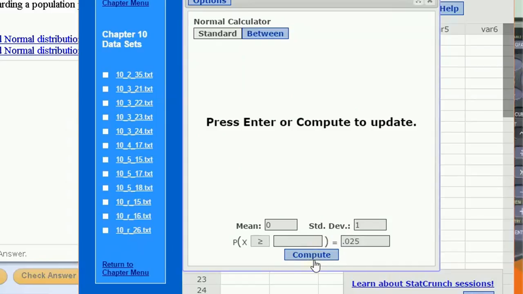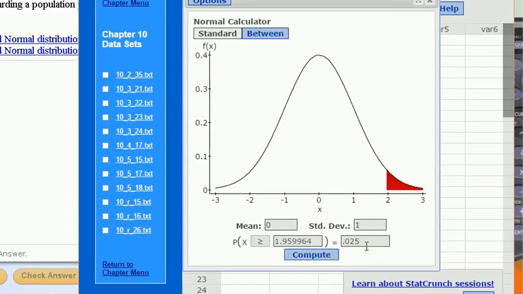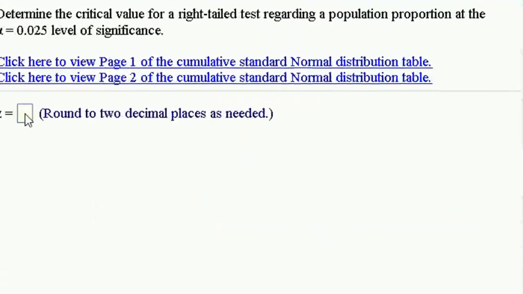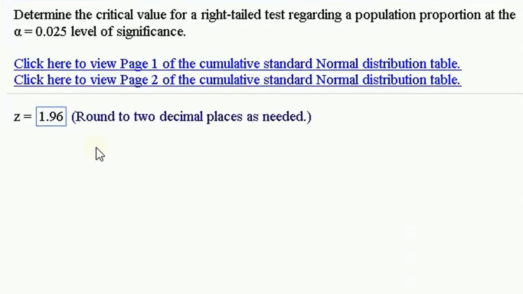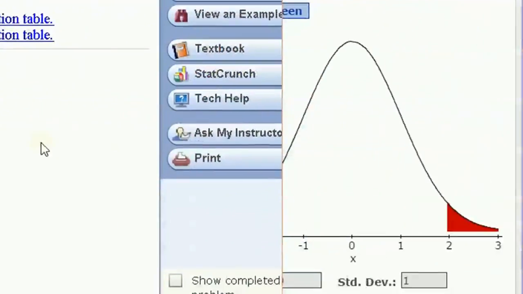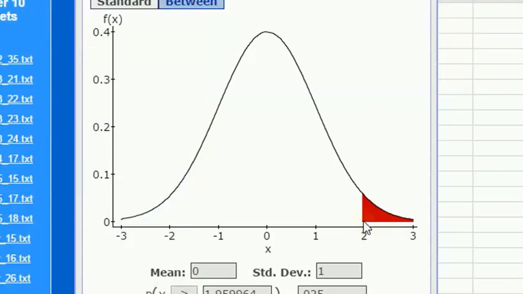So this is what we're talking about. The cutoff for 0.025 in that tail is 1.959. Let's round it up to 1.96. So in this case, if we were to do a hypothesis test and calculate a test statistic, which would be a z statistic, if it was greater than 1.96, anywhere in this red region, we would have sufficient evidence to reject the null hypothesis.